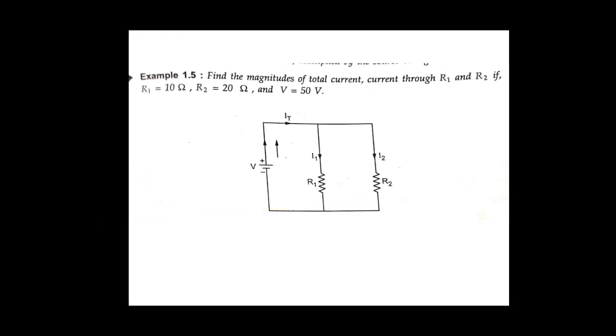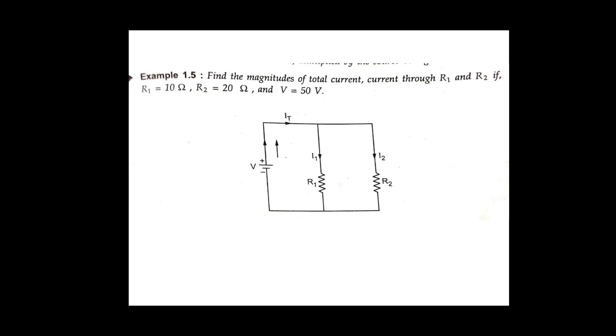Let us take one more example. Here we have to calculate the currents I1 and I2. So find the magnitude of the total current IT. Okay, so the current through R1 and R2, if the value of R1 is 10 ohm and the value of R2 is 20 ohm, and the total voltage is given as 50 volts. Okay, already we studied the current distribution in a parallel circuit. So this is the current distribution.